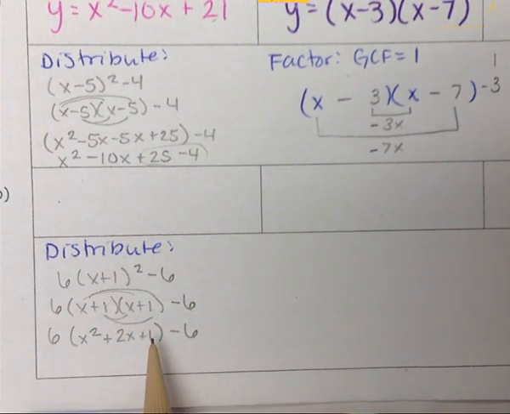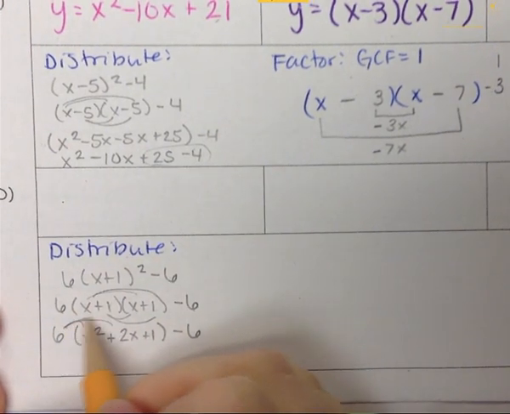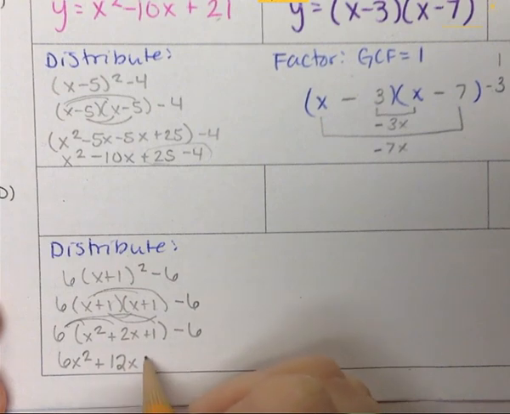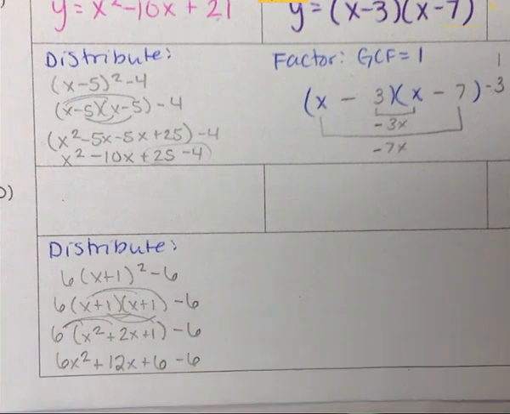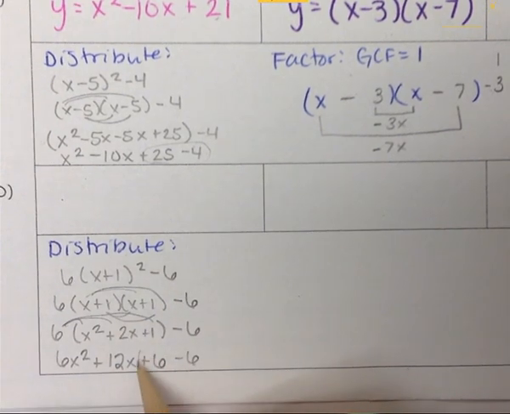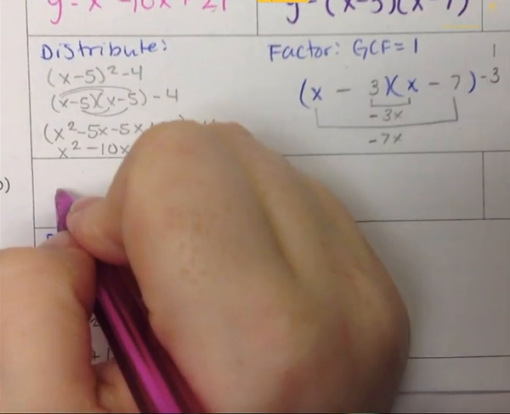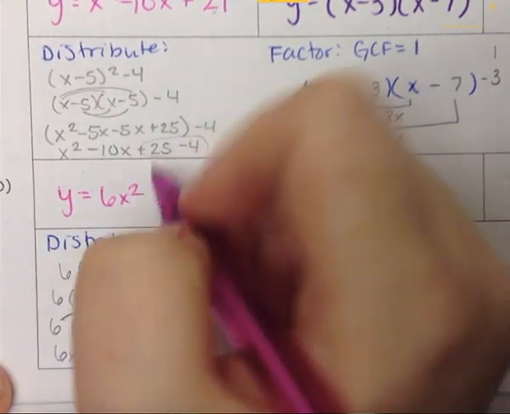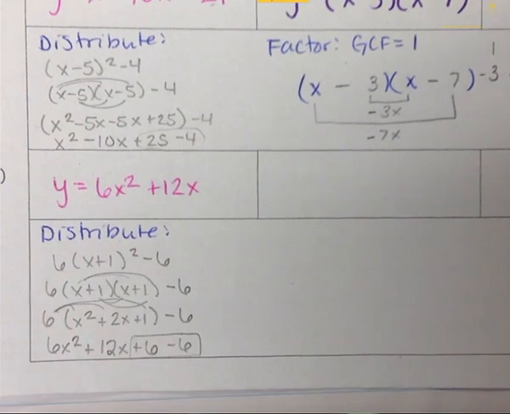Now I have to get rid of the parentheses again, so I have to distribute this 6 to the parentheses only. So I'm going to have 6x squared plus 12x plus 6, but then I have this minus 6 at the end. Now all I have to do is combine our like terms, and it'll be in standard form. So standard form will be y equals 6x squared plus 12x, and then 6 minus 6 is 0, so this is in standard form.